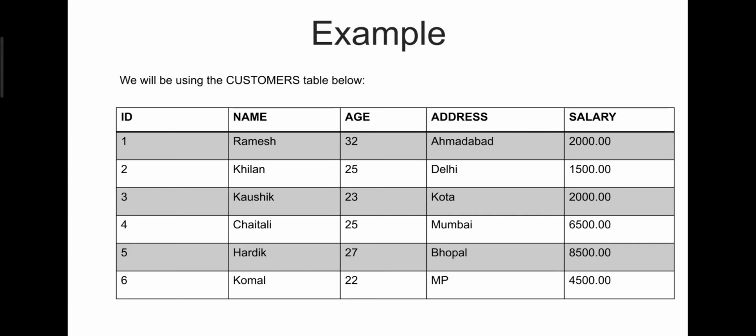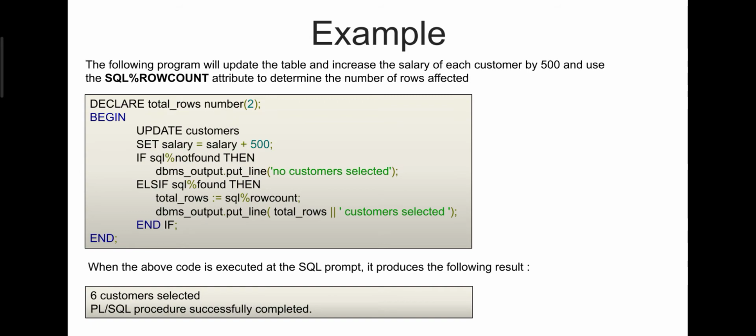Now, let's move on to an example. This is a customers table. We have to increase the salary of each customer by 500, and we have to use SQL%ROWCOUNT to determine how many rows are affected. So this is the code. First we declare total_rows with data type number, then we begin, then we state a DML command, that is update customers, set salary equal to salary plus 500, so the salary will get increased by 500.